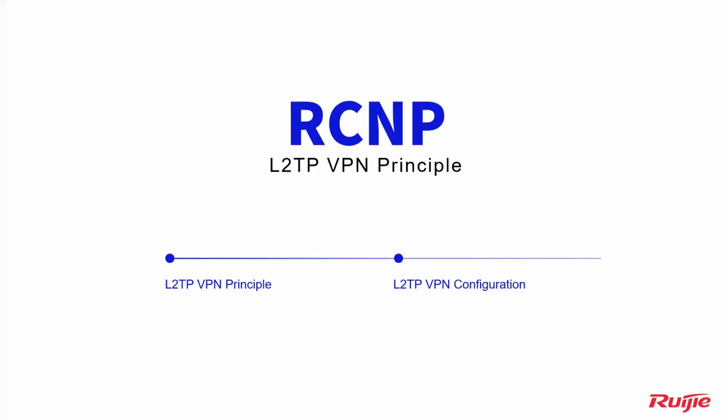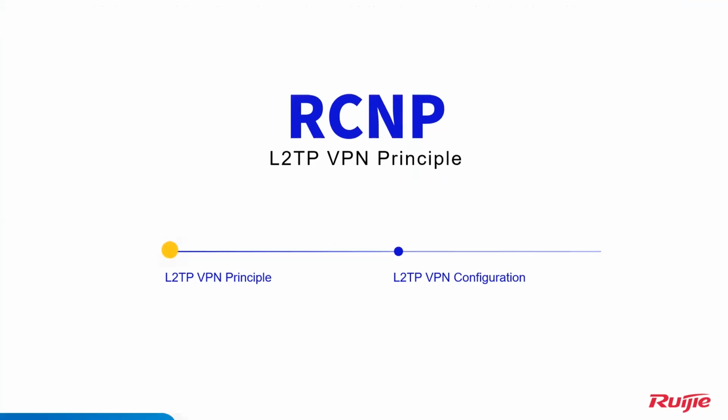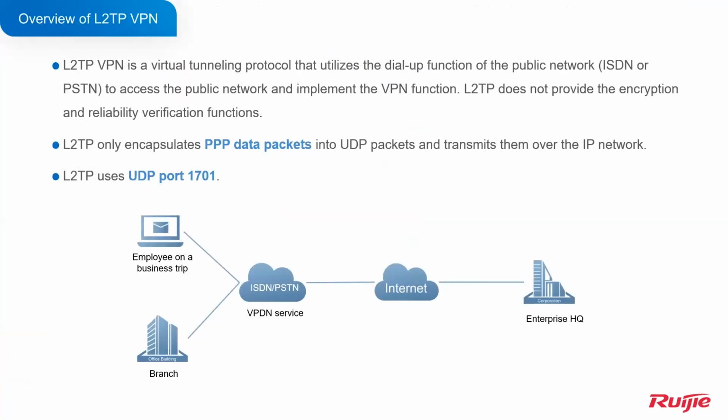And about this principle, we will have two parts. The first one is the basic principle of L2TP, and the second one is the key configuration. For the first part, the L2TP VPN is a virtual tunneling protocol, and it can utilize the dial-up function of the public network.